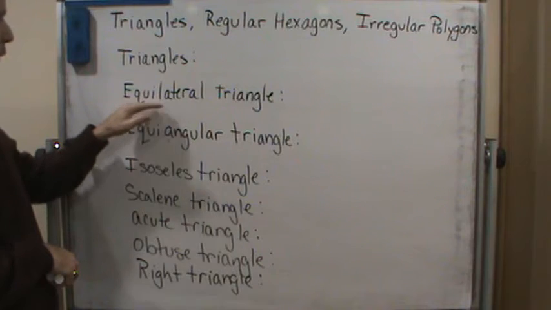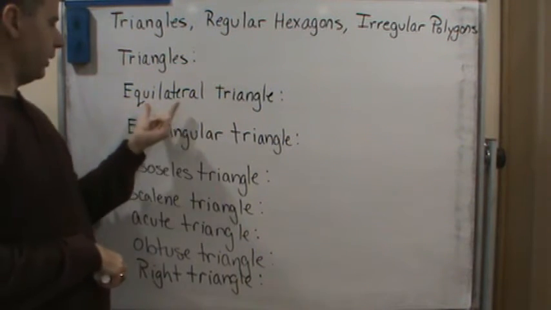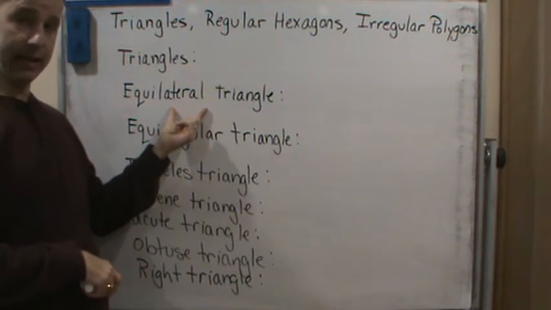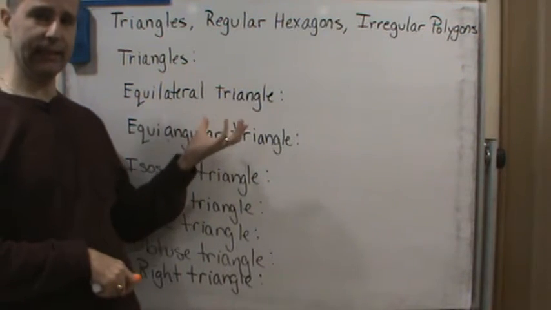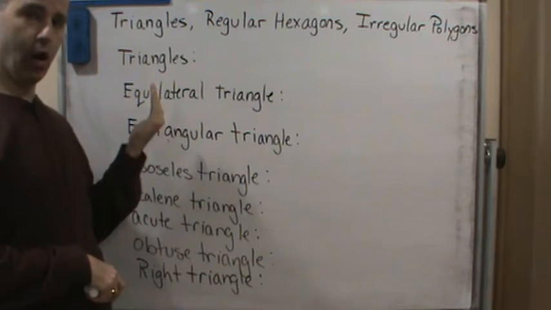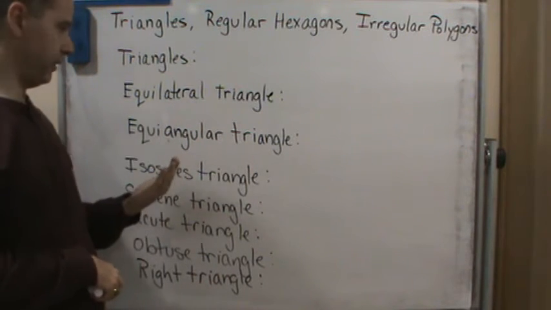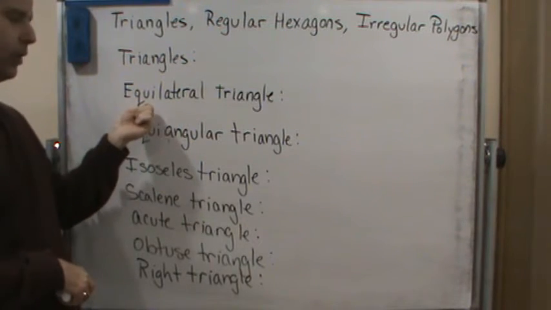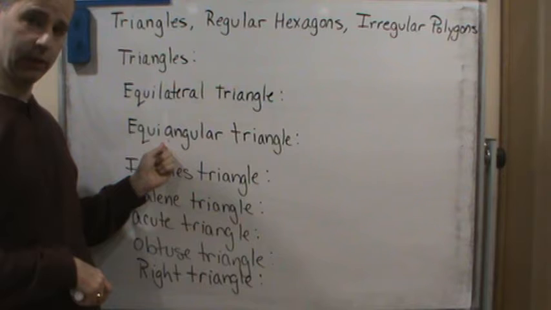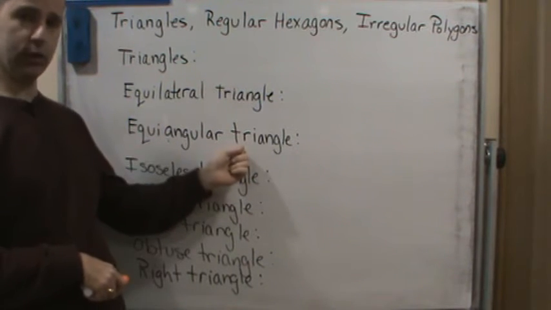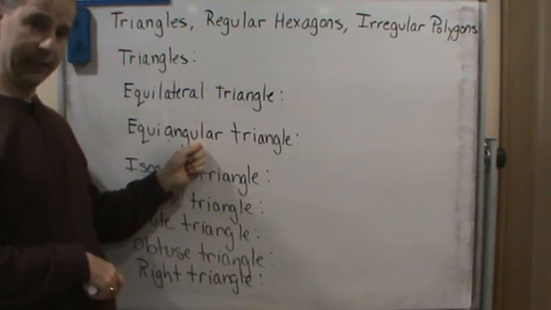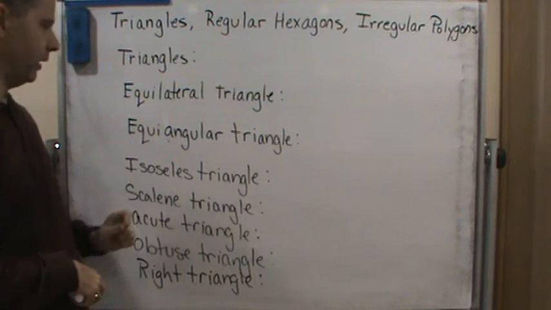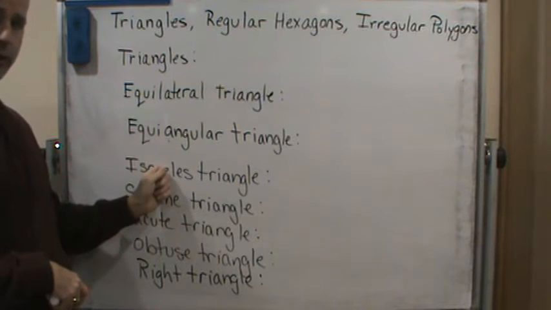Now, equilateral triangle. Equilateral means equal sides. So an equilateral triangle is a triangle that has all three sides of the same length. Now, the cool thing about equilateral triangles is that they are also equiangular. An equiangular triangle is where all three interior angles are the same. So equilateral triangles are also equiangular.